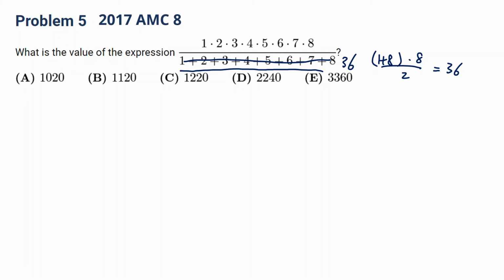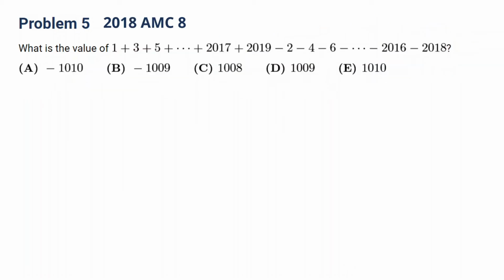And now we can cancel 36, 6, 6. It's canceled. So the top is left with 20 times 7 times 8. That is 140 times 8. You will get 1120. Okay, that's a simple one. Let's see the next one.